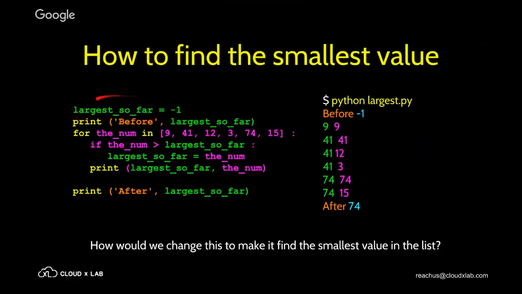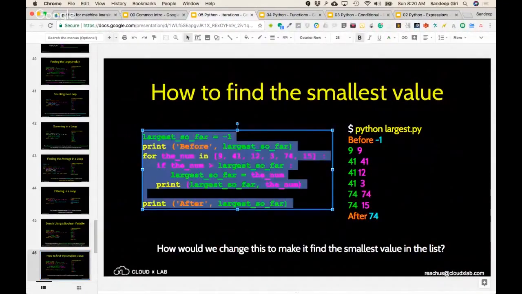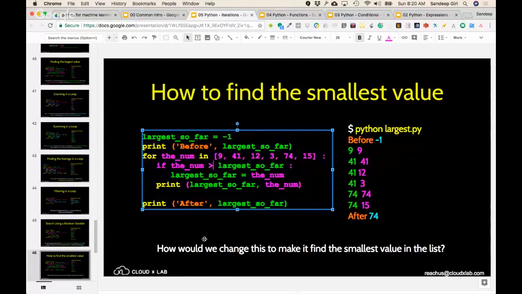We could start with largest so far as the initial value, and we could also start with a very big number. Okay, and then we say largest so far, and then we were just printing it, and then we compare -1 and 9. If the number is greater than largest so far, we update. So how would we change the largest value so far? Yes, this is the program which finds the largest.